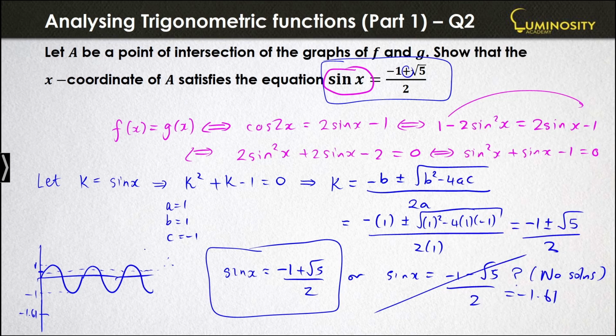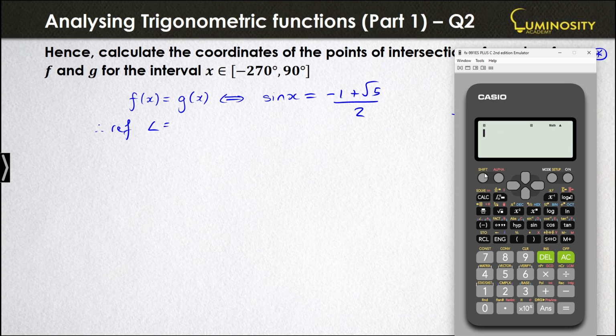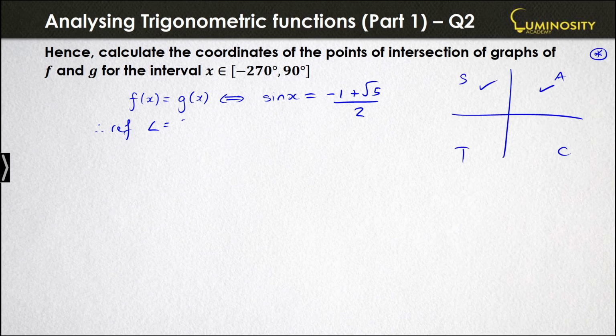0.618. Okay, so cast diagram. Where is sine positive? In the first and the second quadrants. So the reference angle is going to be sine inverse of this number. So shift sine inverse of the answer: 38.17 degrees. Okay, so that's that acute angle here as your reference angle. So now the quadrant 1 solution is x equals 38.17 degrees plus k times 360 for the period of sine.